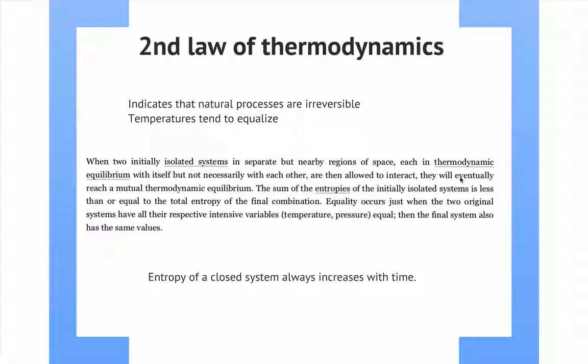Okay? So there are two isolated systems, but they're allowed to interact. They will reach a thermal equilibrium, a thermodynamic equilibrium. This also means that if you add up the entropy of each of those systems, the sum of the entropies of the initially isolated systems will always be less than or equal to the total entropy of the final combination.